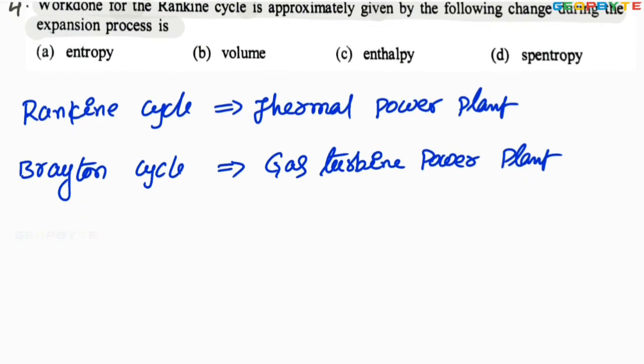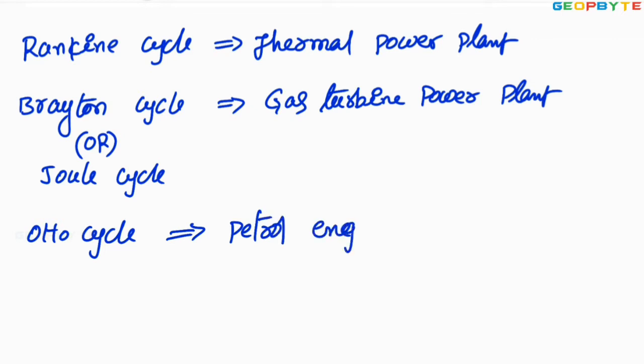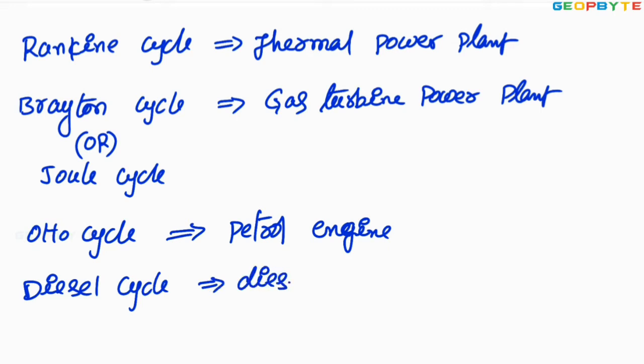Of course, this Brayton cycle can also be called Joule cycle. Next one, Otto cycle is for petrol engine, whereas diesel cycle is for diesel engine. It means the diesel cycle is the ideal cycle for diesel engine.